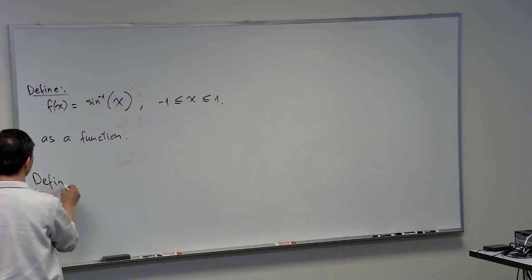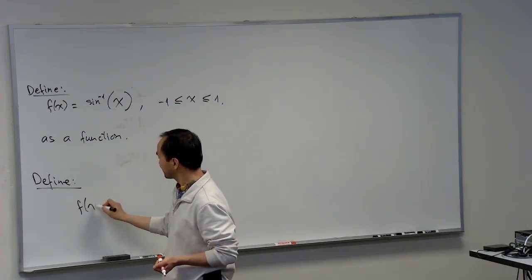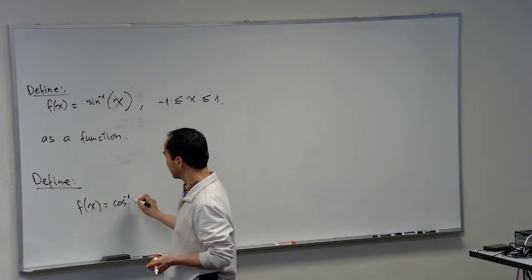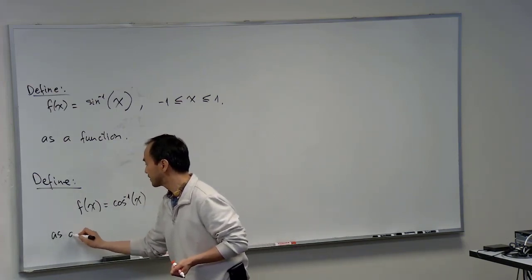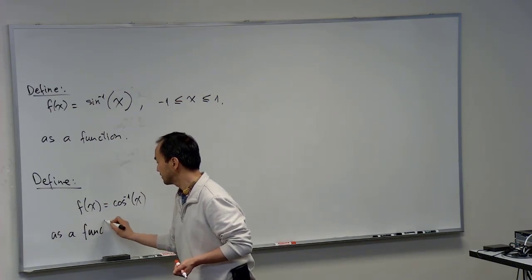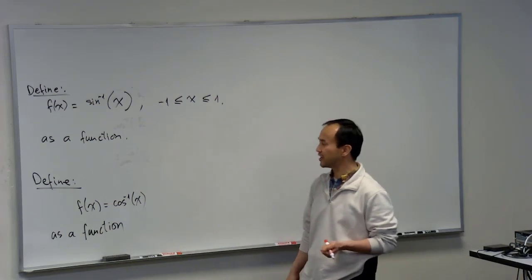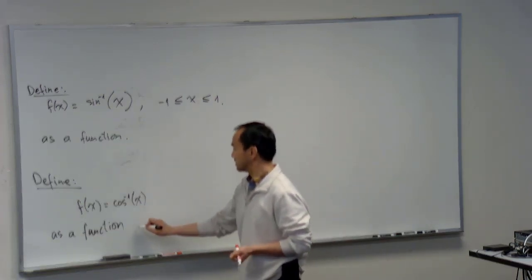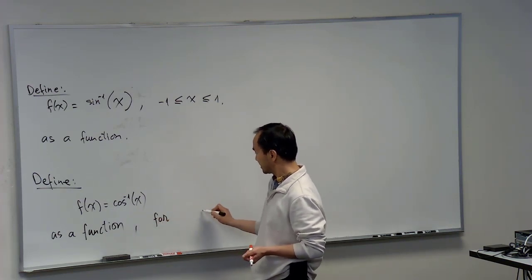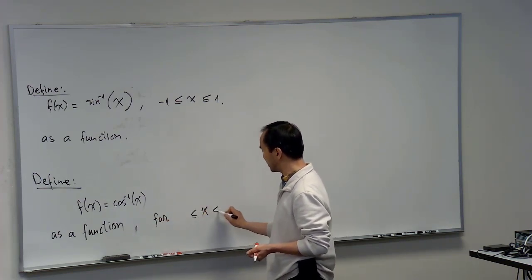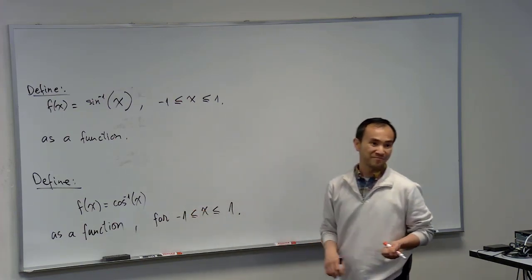In other words, we can also define a function f of x to be cosine inverse of x, as a function as well. So we can define a function f of x to be any one of these. These are different definitions of a function. And keep in mind that our inputs for an inverse cosine only happen anywhere from -1 to 1.